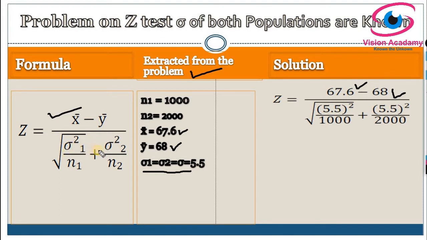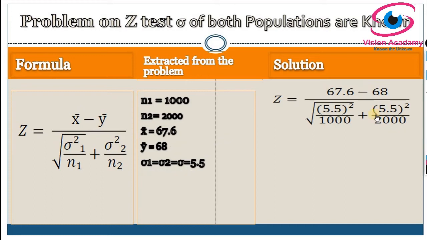For both populations the standard deviation is the same, so I have considered 5.5 as the standard deviation for both. I have considered it within the bracket because if you multiply the standard deviation by the same value, it becomes the variance. In the denominator, N1 and N2: N1 is the Punjab sample size, which is 1000, and N2 is the Tamil Nadu sample size, which is 2000. So I have applied all the details extracted from the problem to the formula.